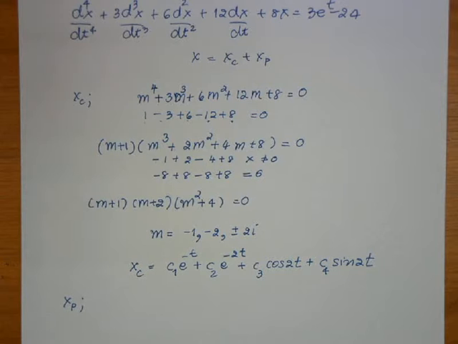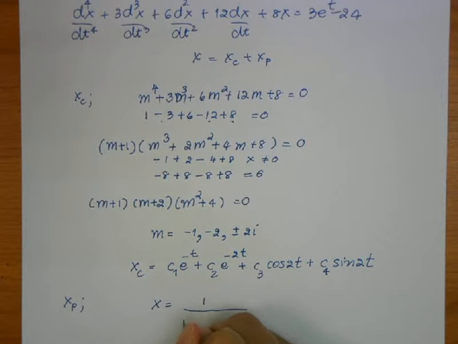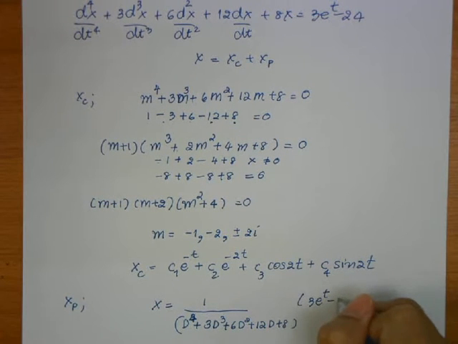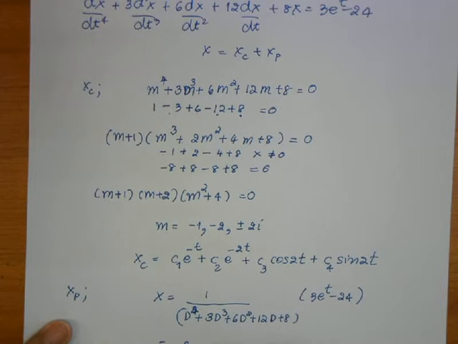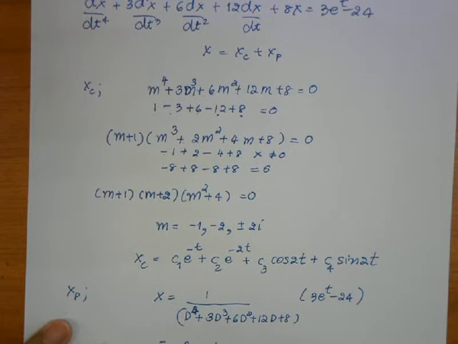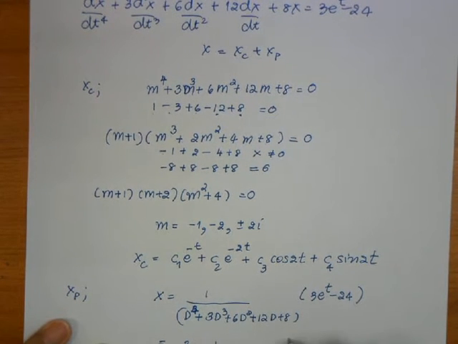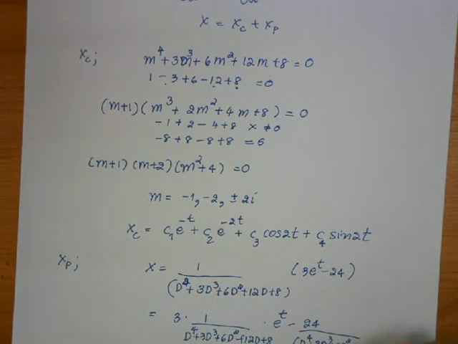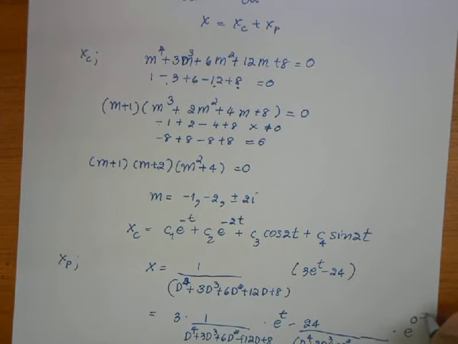For my xp, I'm going to use the shortcut method, so in that case I have to write down my differential equation in terms of the operator D. Okay, so I would get, times exponential of 0t.